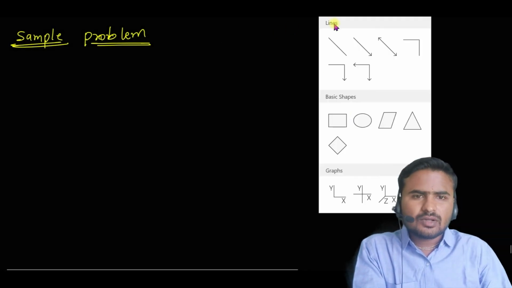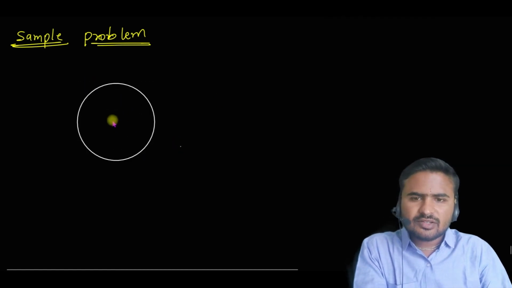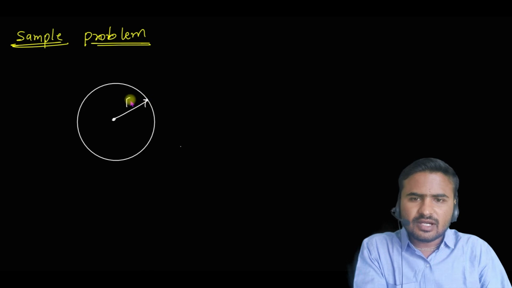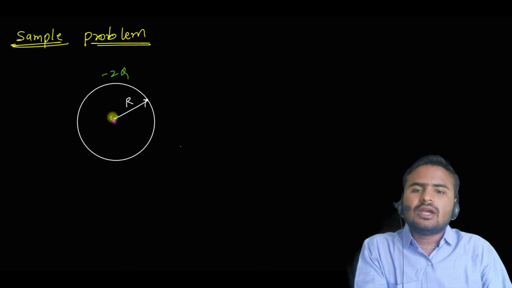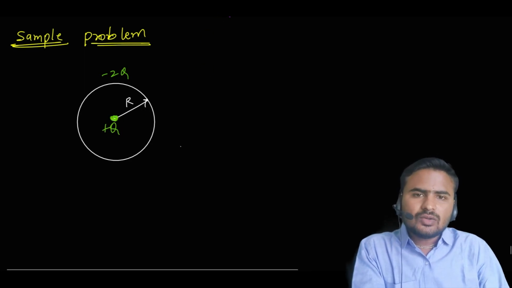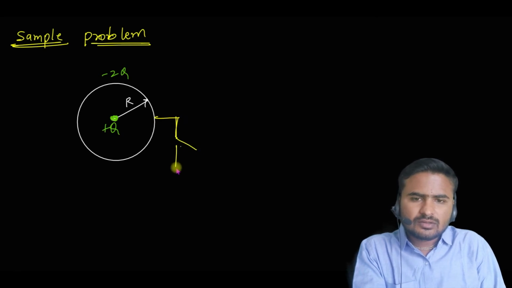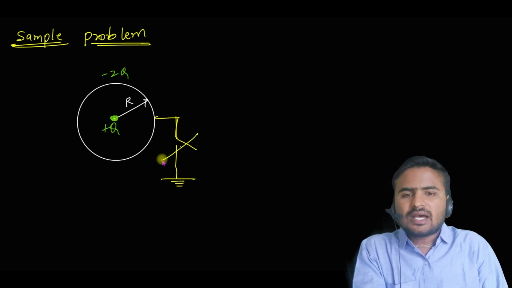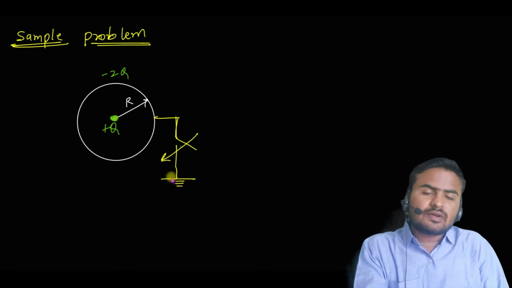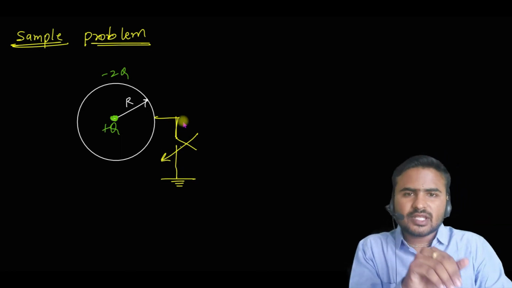Now I'm going to take a spherical shell. Let's say the radius of the spherical shell is r, and this shell is carrying a charge of -2q, and inside the spherical shell I have kept a charge Q. Now this spherical shell is going to be connected to the ground with a switch. As you close the switch, the question is, how much charge will flow from where to where?